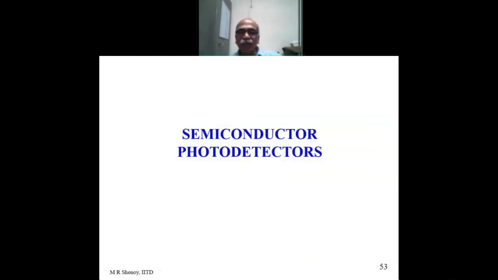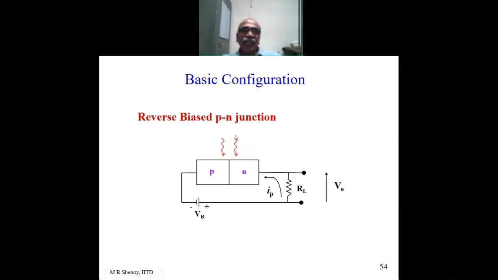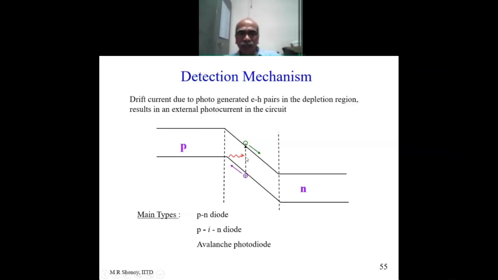I come to the last part, that is semiconductor photodetectors. So the basic idea is it's a reverse biased PN junction. And if you see the energy band diagram, an incident photon creates an electron hole pair which is swept apart by the built-in potential at the junction.